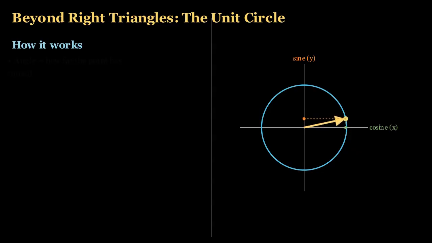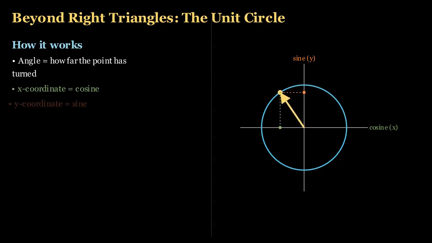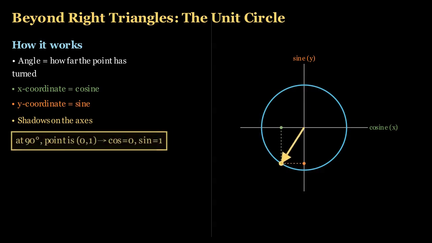Start with the point at 1, 0, that's 0 degrees. As the angle grows, the point moves counterclockwise. Drop a shadow straight down to the x-axis, that shadow's length is the cosine. Drop a shadow across to the y-axis, that's the sine.